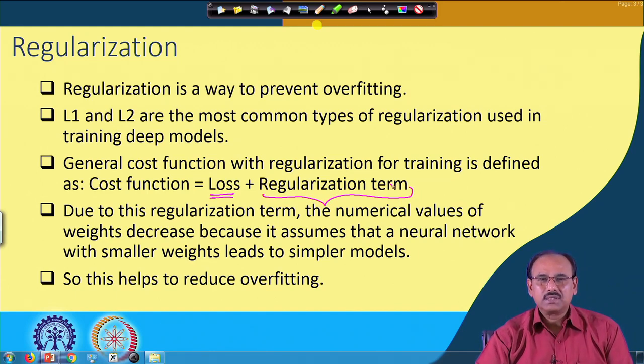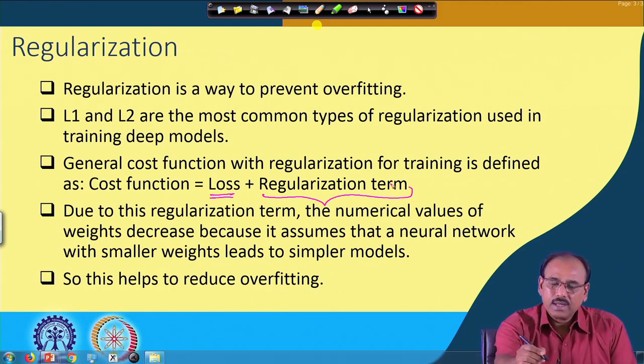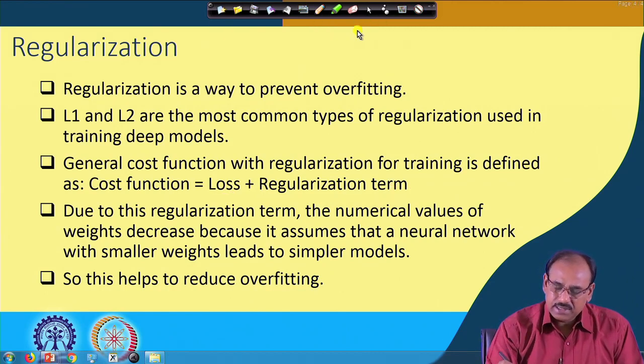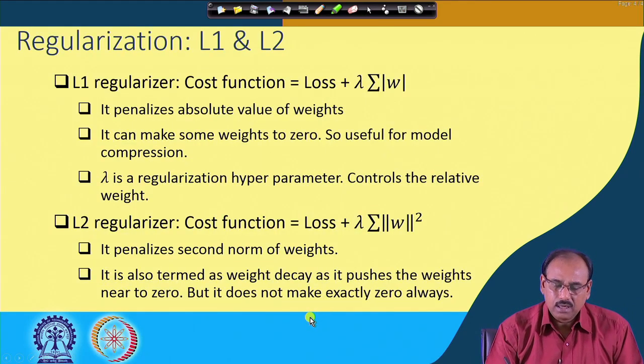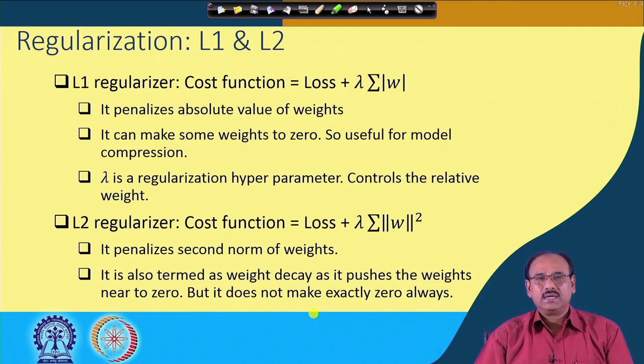What this regularization tries to do is make the numerical values of the weight parameters small, because it is believed that a neural network with smaller weight values will lead to a simpler model, right? And it will not overfit the data. So, this regularization term, whether it is L1 or L2 regularization, helps in avoiding the overfitting problem. We can have other regularization techniques as well. So, just what do L1 and L2 regularization do?